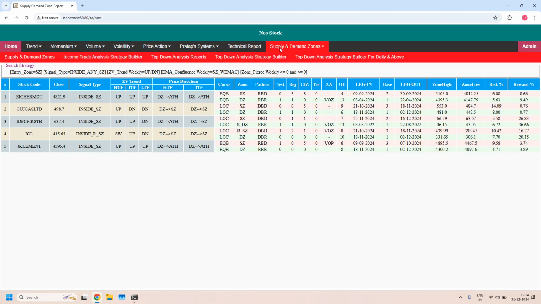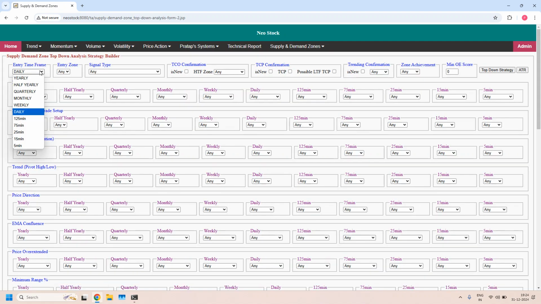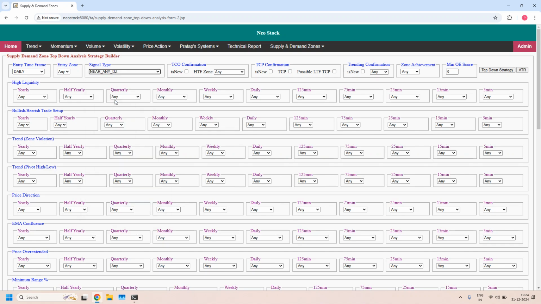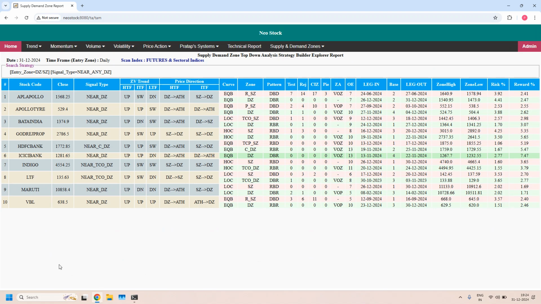Okay, next time frame is a daily. Entry time frame daily. Let us find the stocks near daily demand zone. We got 10 stocks. Let us identify high liquidity daily demand zones from this list. HDFC Bank is having a high liquidity zone. That's it. We have identified only one high liquidity zone from this list.